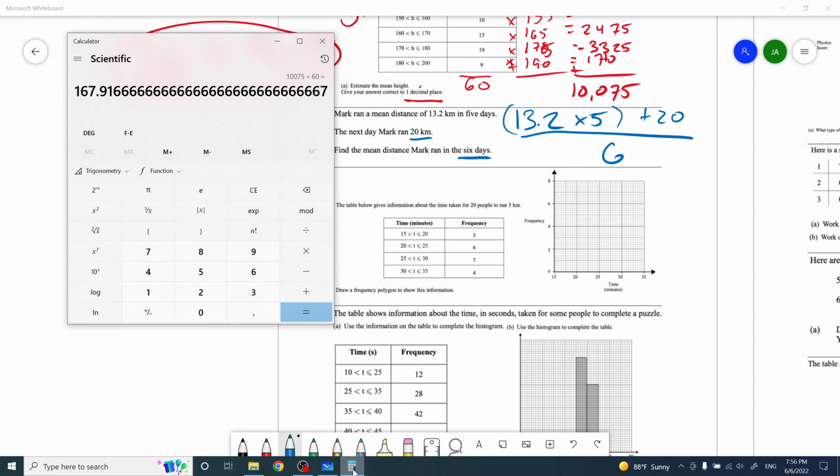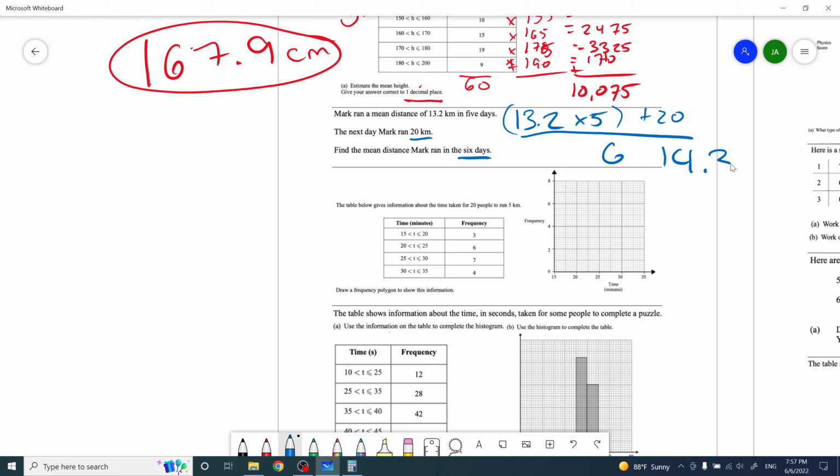So using our calculator, just to speed things up a bit, we're going to take 13.2 times 5, which is 66. We're going to add 20 to this, which gives us 86. And we're finally going to divide by 6, which gives us 14.3 repeating. So the mean here is going to be 14.3 bar. You could also call this 14 1/3.